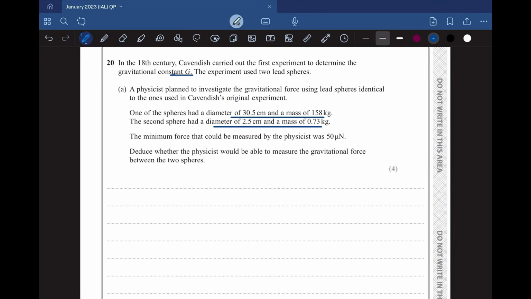The minimum force that could be measured by the physicist was this. This is the minimum force that they can measure between these two spheres. Deduce whether the physicist would be able to measure the gravitational force between the two spheres. So basically this is the minimum force that the physicist can measure. If this is the minimum force, then we can figure out how much the separation between these two spheres can be, using the formula F = G m1 m2 / r squared.